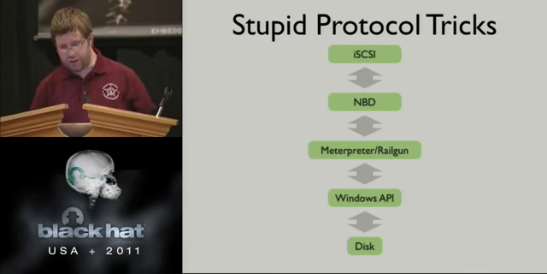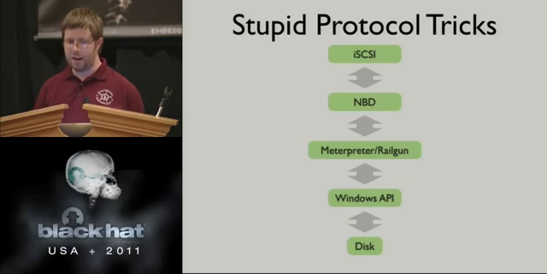So for stupid protocol tricks, one of the limitations of this right now is that it's very Windows-centric for the victim, because we're using the Railgun Windows API. You could do the same thing for Linux or any other operating system, but you'd have to write another module for it essentially, because it's not going to work the same way.